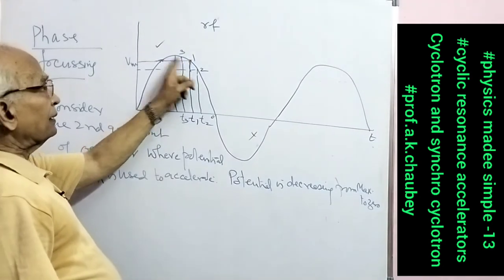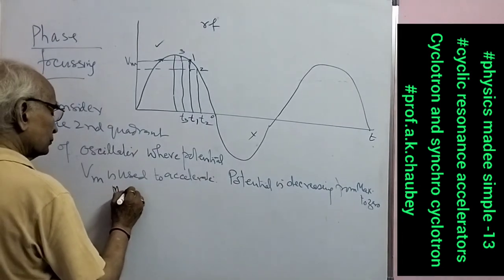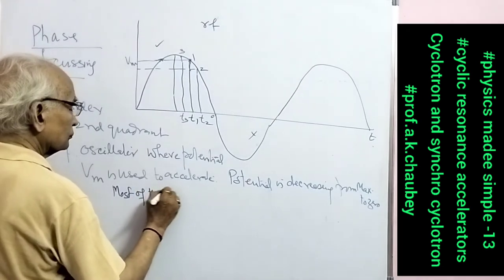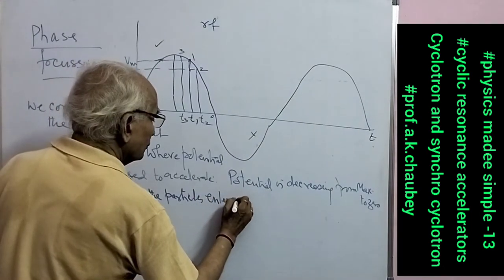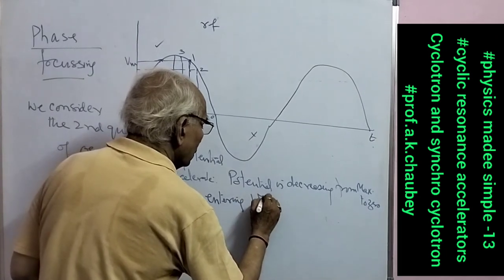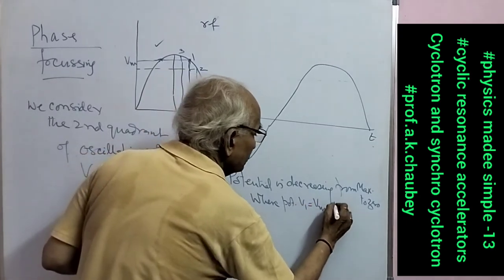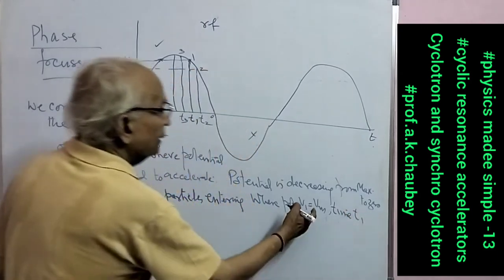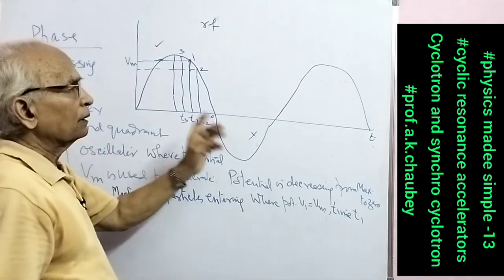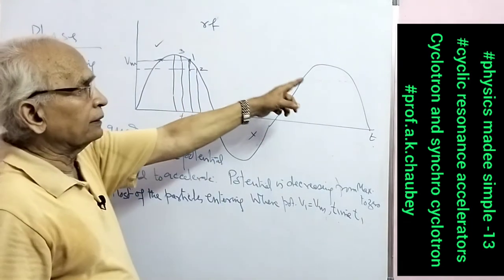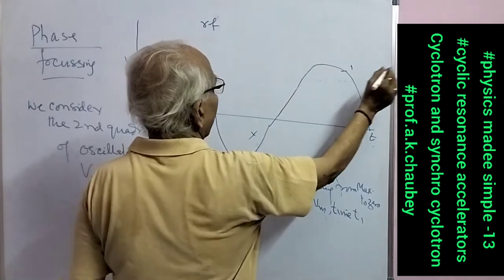Suppose a large number of particles are entering at time T1, where the potential is Vm. Most of the particles enter where the potential V1 is equal to Vm at time T1. It gets the potential V1, Vm, and it gets the energy and velocity. Now it goes in the circular path and again comes when it gets the potential there. So this particle is always coming here, at 1, a large number of particles.